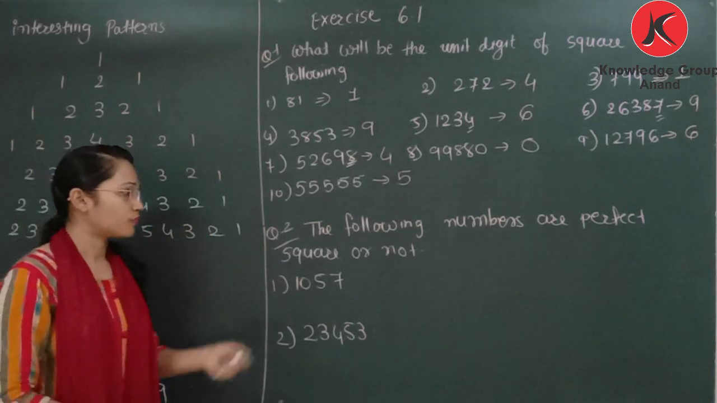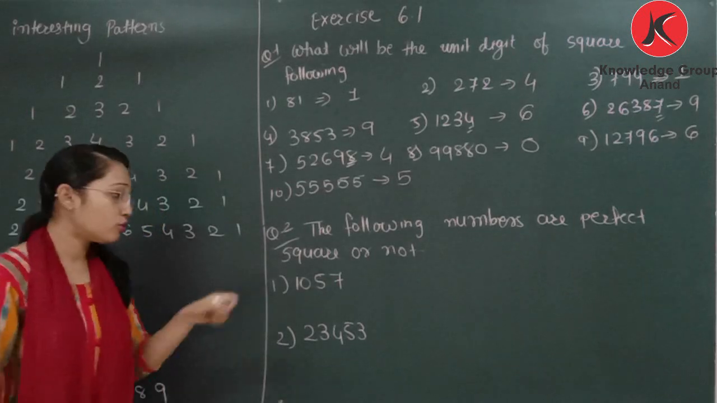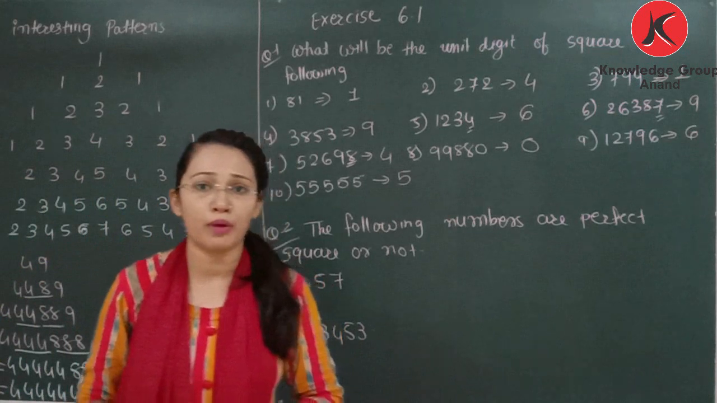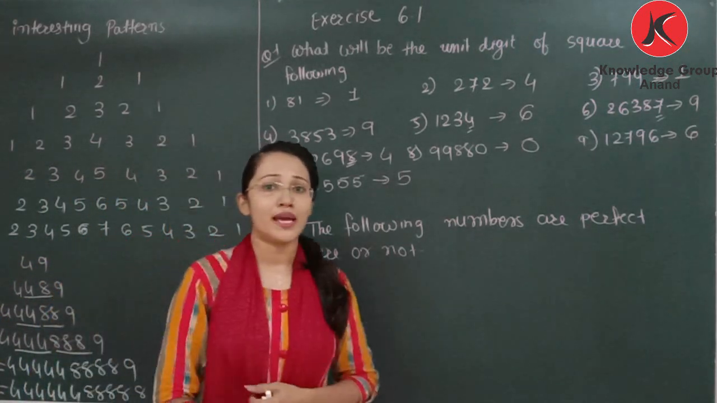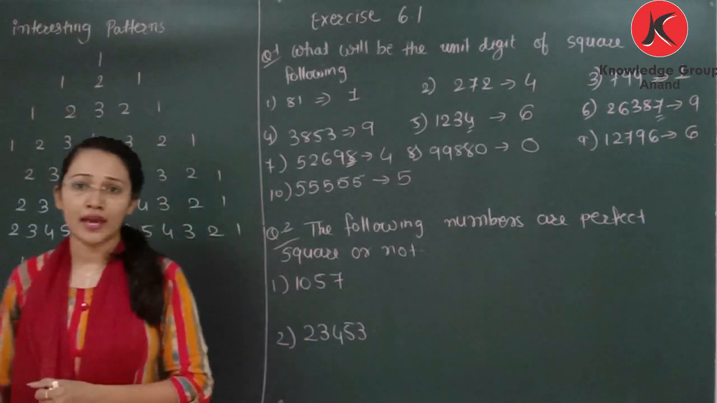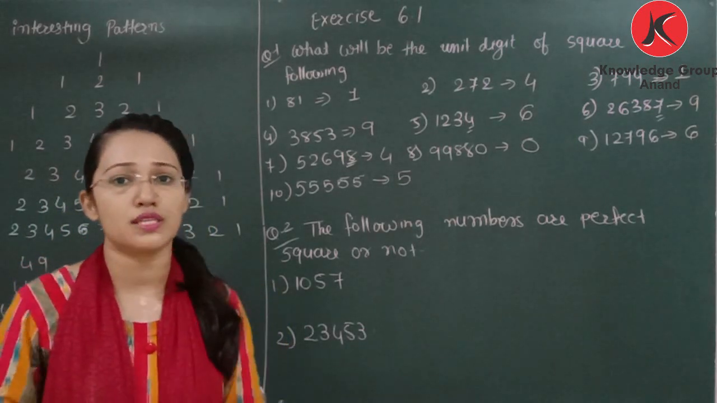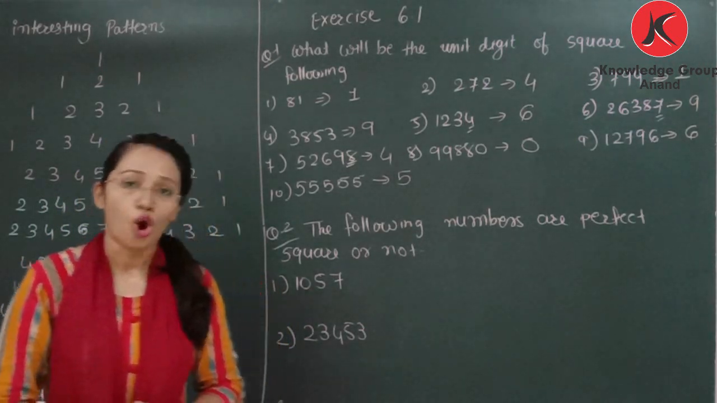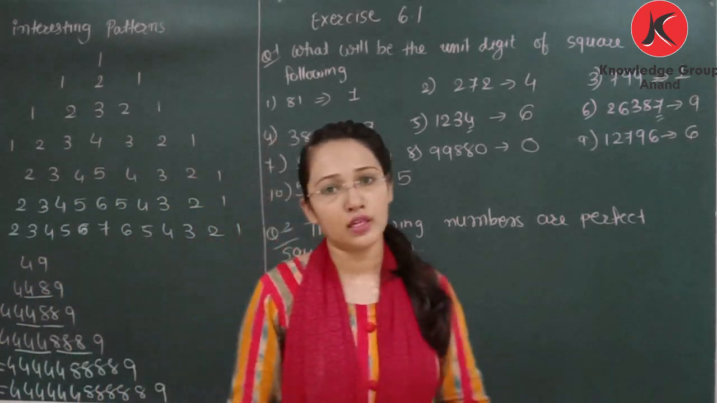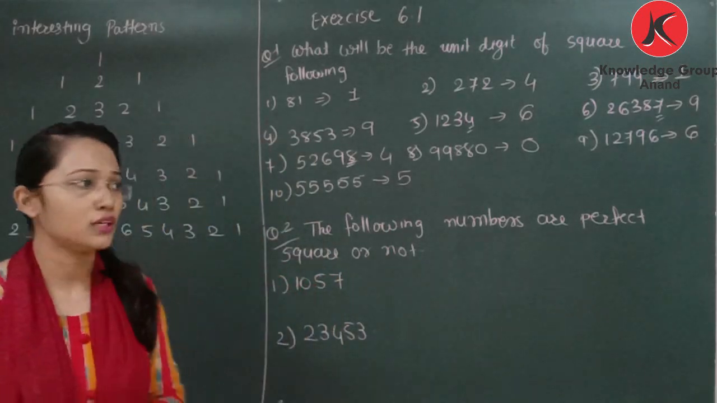Now question number 2. The following numbers are perfect squares or not? Give the reason. You need to write the reason it is a perfect square or not. We already learned which numbers are perfect squares. If the number has last digit 1, 4, 5, 6, 9 or 0. But if any number has last digit 2, 3, 7, 8, then it is not a perfect square. Also we learned one rule that if the number of zeros is odd, then it is not a perfect square. If the number of zeros is even, then it can be a perfect square.